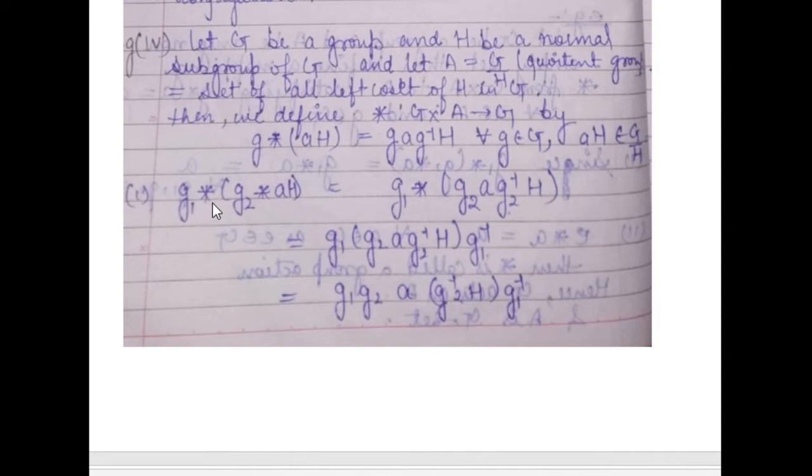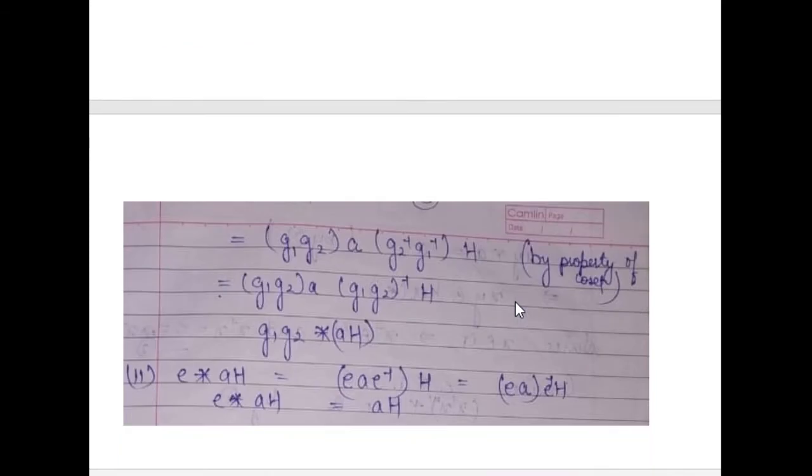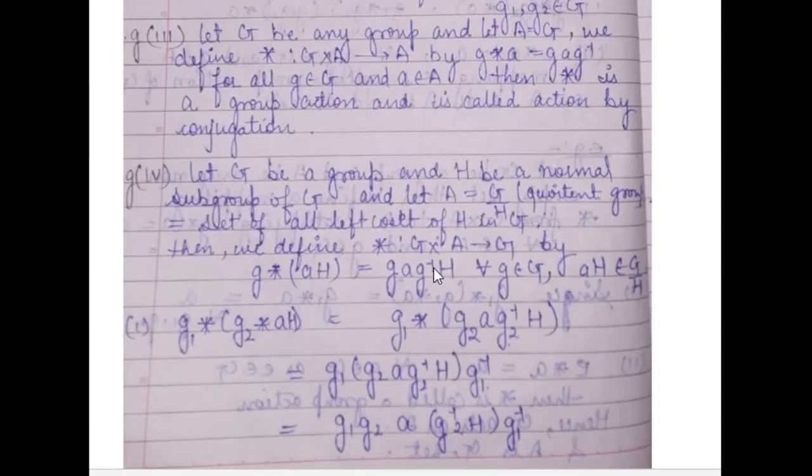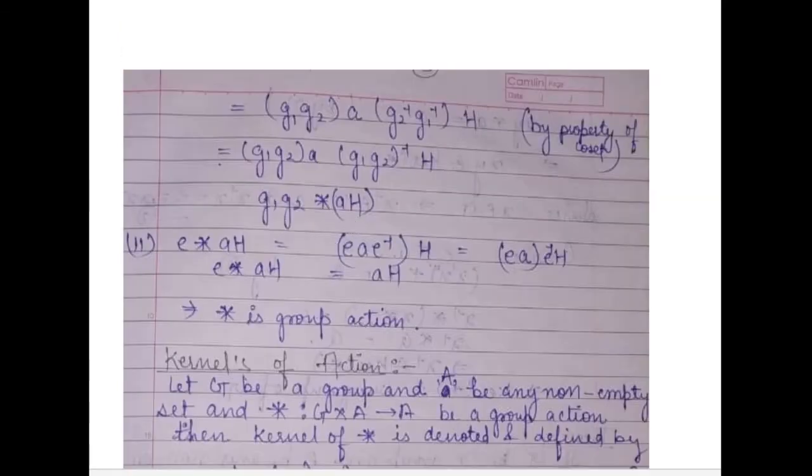So we consider G1 star G2 star AH. By the definition of this mapping, G2 star AH will be equal to G2 A G2 inverse H. This can be taken as an element of G, and when we operate this element over G1, we get G1 bracket this element G1 inverse H. So this can be easily done, and after using associativity and the reversal law we easily get G1 G2 A G1 G2 inverse H. This is G1 G2 star AH. So the first property is satisfied.